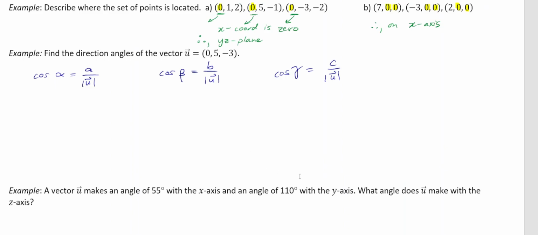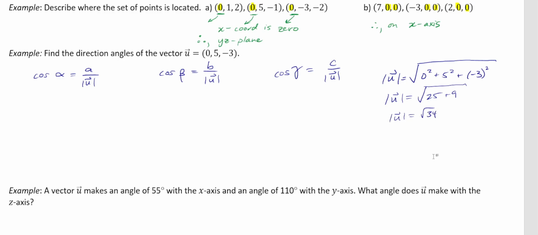Okay, so here are my 3 formulas. Now, like I said, I need the magnitude of vector u. So I'm going to calculate the magnitude of vector u using the formula and A, B, and C. Okay, so there it is: 0 squared plus 5 squared plus -3 squared. That's going to be 25 plus 9, which equals the square root of 34. Now that I have the magnitude of vector u, and I have A, B, and C, I can use these formulas to find all my various angles.